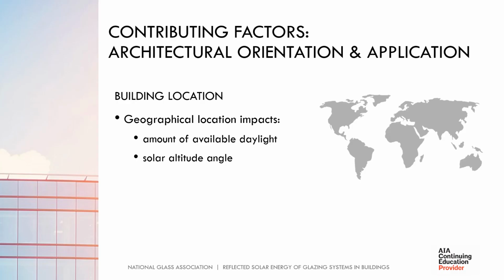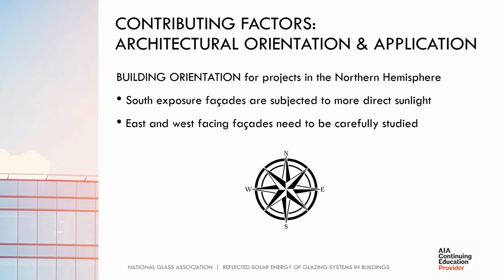A building's geographical location also determines the solar altitude, which is the angle between the horizon and the sun. Locations such as New York and London are subject to low solar altitude angles during the winter. Their 41 degrees and 51 degrees north latitude, respectively, can be a design challenge when trying to keep direct sunlight out of buildings.